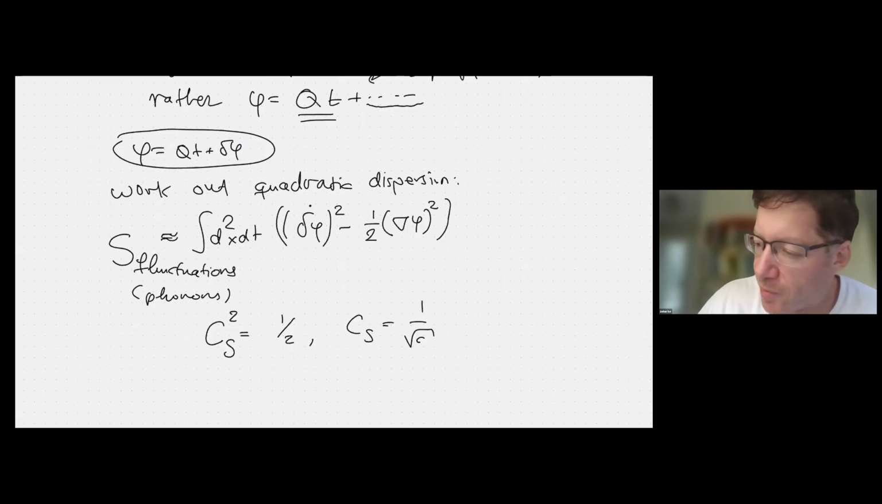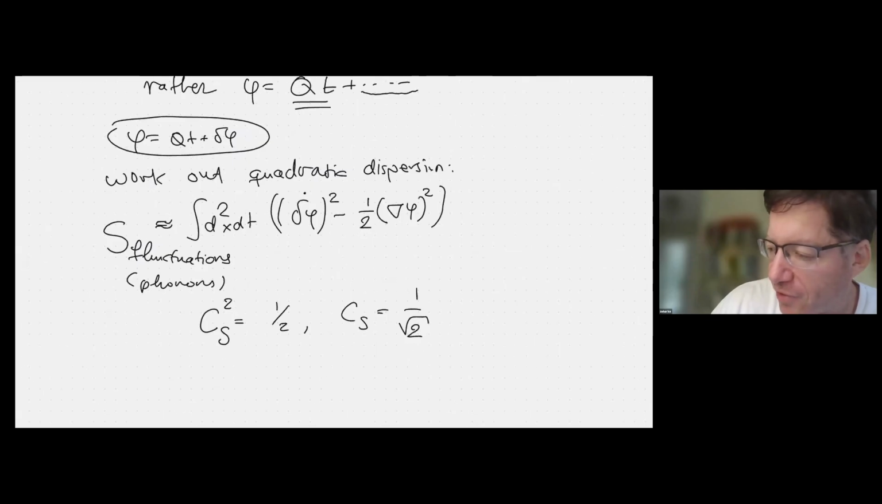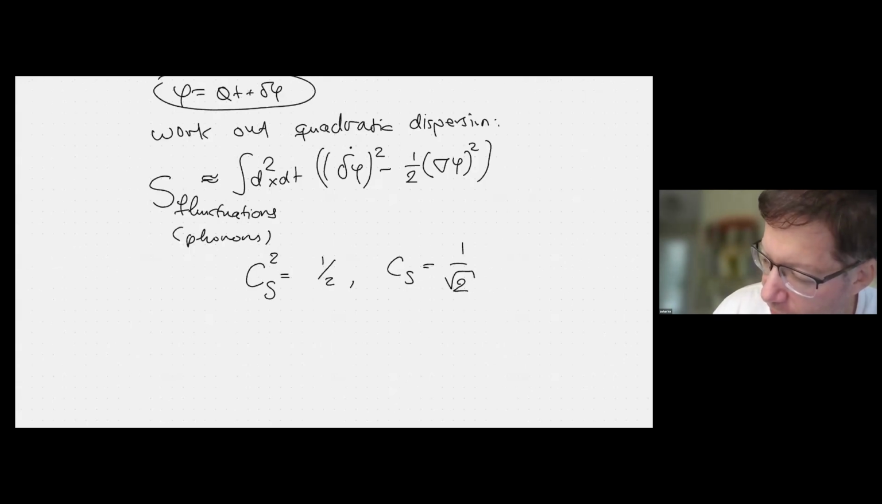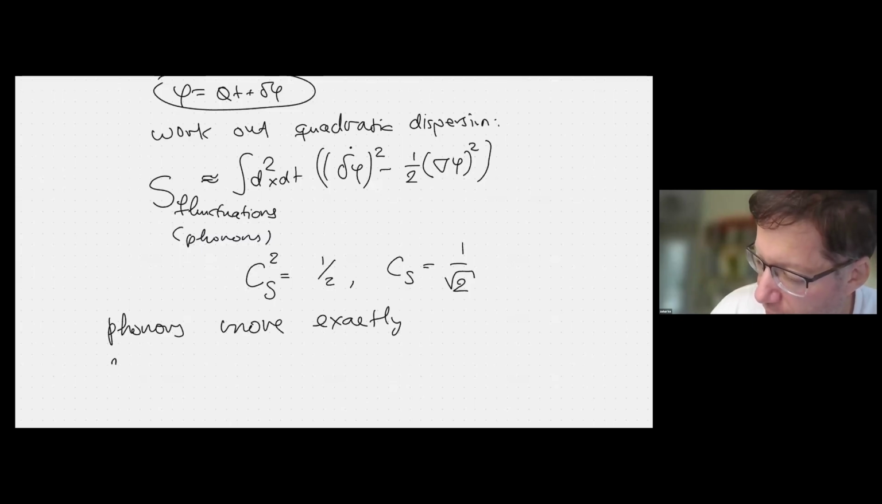So remarkably, here the phonons move exactly at a velocity which is 1 by square root of 2 of the speed of light. Phonons in these states move exactly at 1 by square root of 2 of the speed of light.